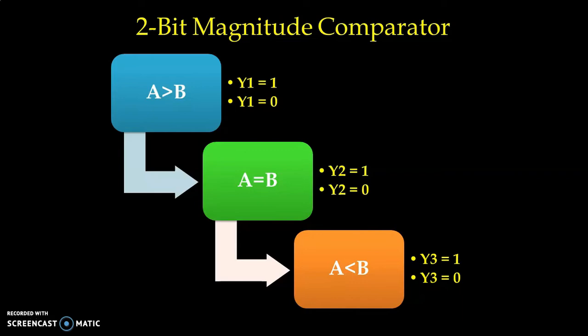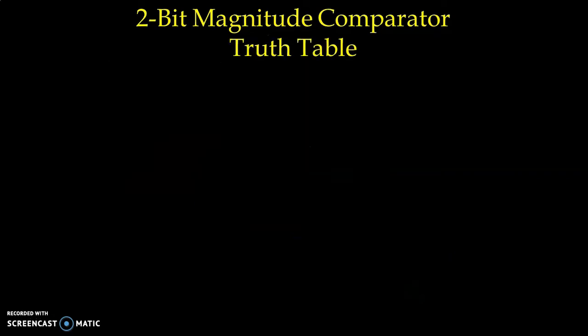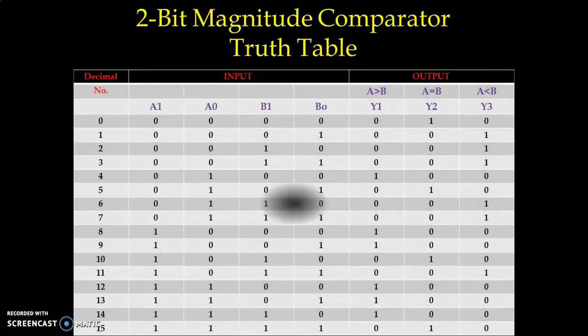So based on these conditions, now we can prepare the truth table. So, the truth table for the 2-bit magnitude comparator. At the output side, we have 3 outputs as we discussed: Y1 for A is greater than B, Y2 for A is equal to B, and Y3 for A is less than B. Same way, at the input side, we have 2 binary numbers, A as well as B. A consists of 2 bits, A1, A0. Same way, binary number B consists of 2 bits, B1 and B0.